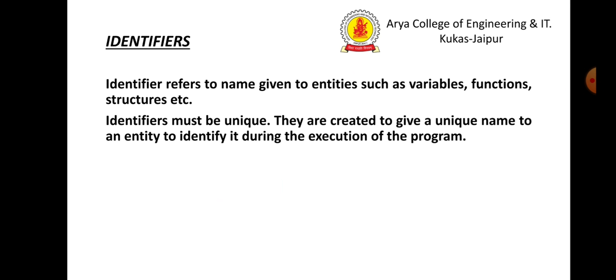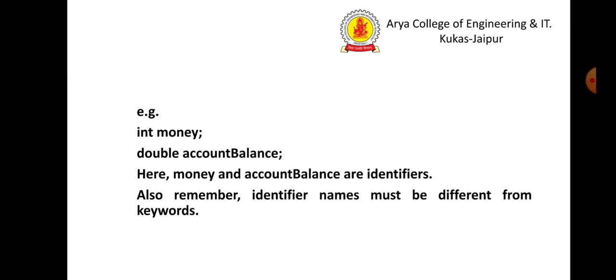Now, identifiers. Identifiers refer to the names given to entities such as variables, functions, and structures. It must be unique. An identifier is any name. For example, x, y, p1, person, stu1, book1. In the same way for a function, as we create a function for factorial, we give it the name fact. For a maximum function, we give it the name max. Whatever name you give to a variable, function or structure, it is an identifier. Here is an example.